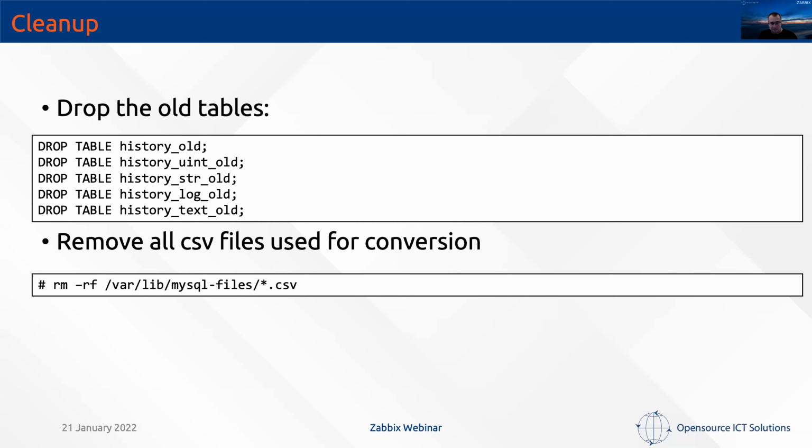Basically, this is it. I mean, I can talk another hour about all the bells and whistles, but basically, this is it. It's not really that complicated. The process is pretty straightforward. And yeah, after this, you should have a new Zabbix 6.0 instance.